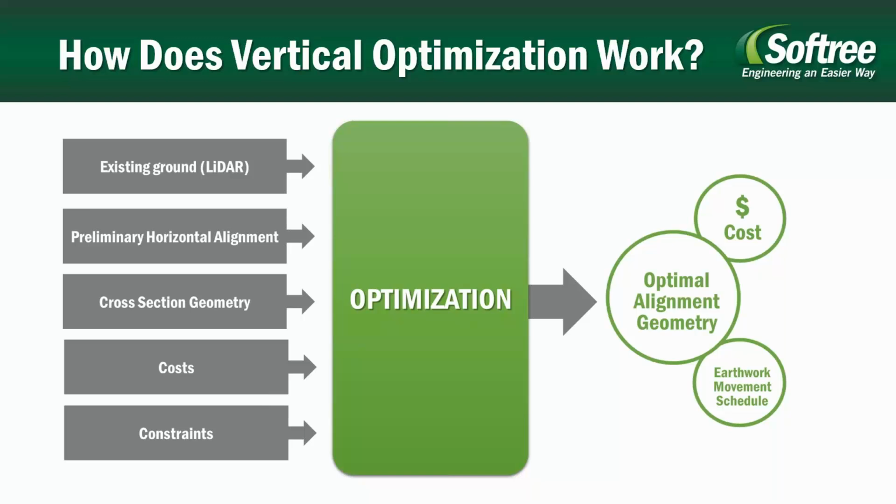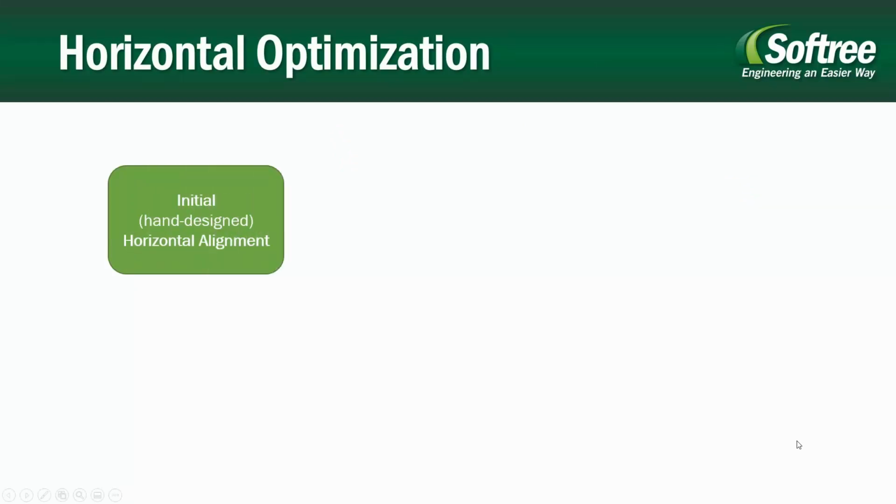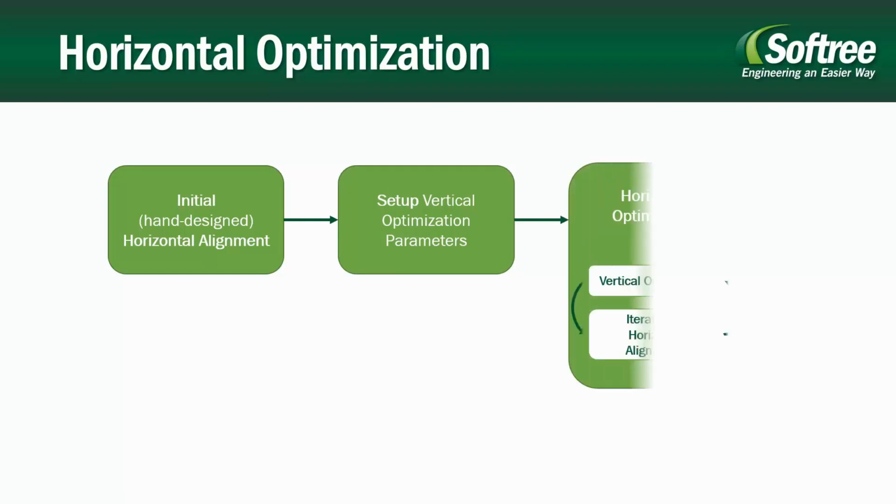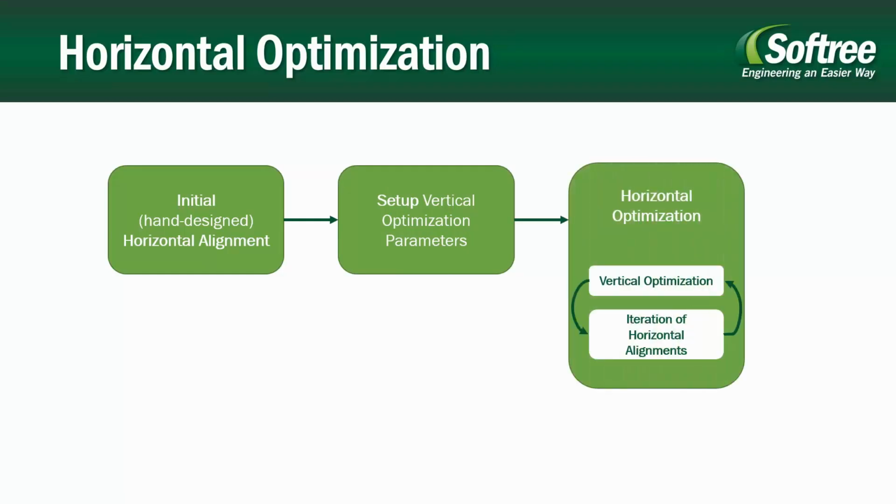So some really powerful data, especially if you're doing something like a design build project, that earthwork movement schedule is really useful. Horizontal optimization, as I mentioned, does sit on top of vertical. So you start with that initial hand-designed horizontal. The software then takes those same vertical optimization parameters and basically will iterate your horizontal alignment by moving around your IP points, optimizing it vertically, and looking for an improvement.